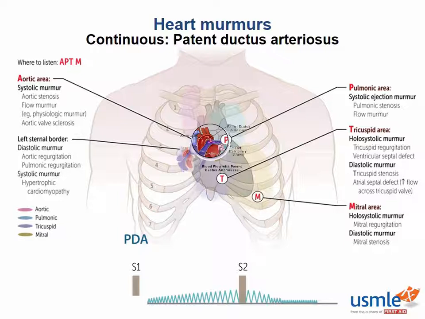So we can see here in this image, the murmur is best appreciated right over where the patent ductus arteriosus is. And this is really in this infraclavicular region on the left chest. This is a very characteristic murmur, one that exists through systole and diastole, and it's something that is very high yield for your step 1.